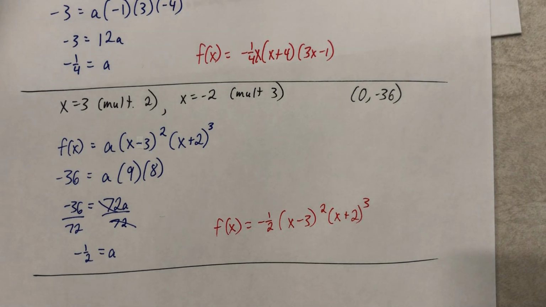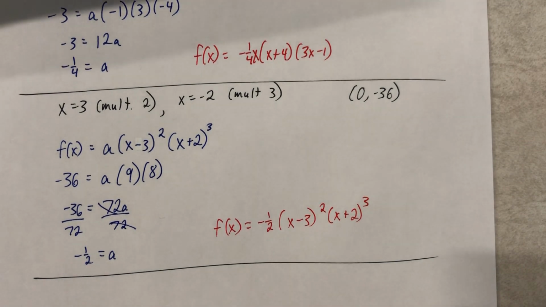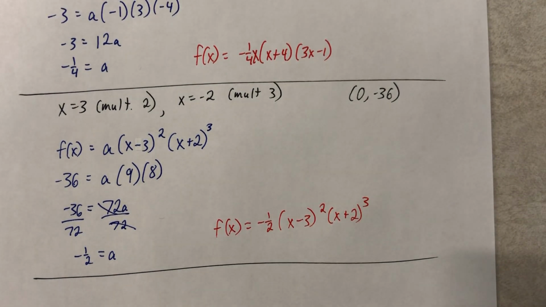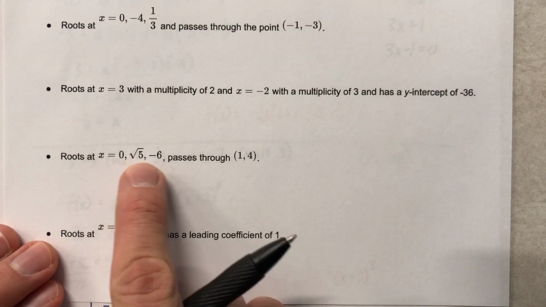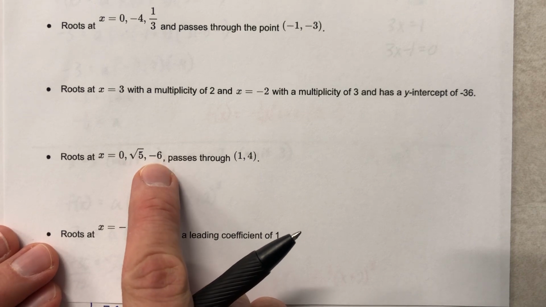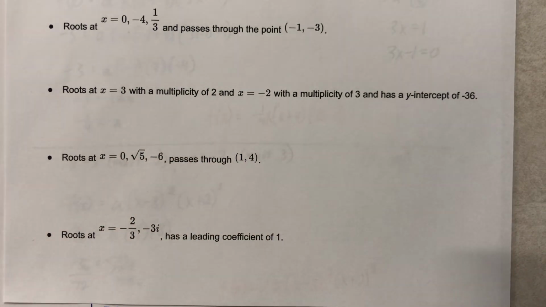Okay, that was the second problem. We're going to go to the third problem now. Here we go. Things are about to get a little wacky, and the things I'm going to say are going to be very important for this problem and the next one. So I'm going to slow my pace down just a wee bit. We have roots at 0, square root of 5, and -6, and it passes through that point. I'm going to write that down.